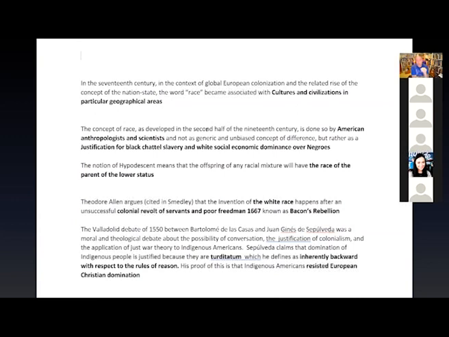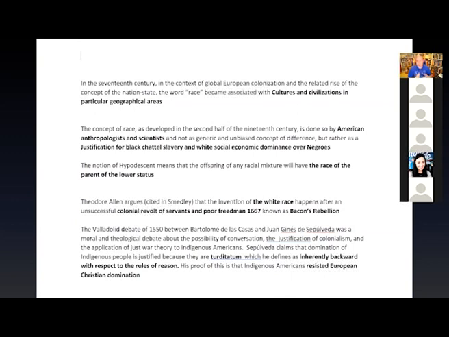Theodore Allen argues, and this is referenced in the Smedley piece, that it's this moment of Bacon's Rebellion that really marks the invention of the white race. And that might be kind of hyperbolic, but it is a significant moment in separating out the notions of black and white, that then set the stage for the notion of race, in the structure of a hierarchy, and particularly this black-white binary that shapes how we think about race as it comes to be in the late 19th century and so on.